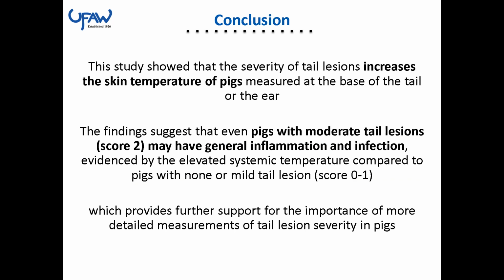As a conclusion, this study showed that the severity of tail lesions increases the skin temperature of pigs measured at the base of the tail and the ear. The findings suggest that even pigs with moderate tail lesions, that is, score 2, may have general inflammation and infections, evidenced by the elevated systemic temperature compared to pigs with none or mild tail lesions, which provides further support for the importance of more detailed measurements of tail lesion severity in pigs.